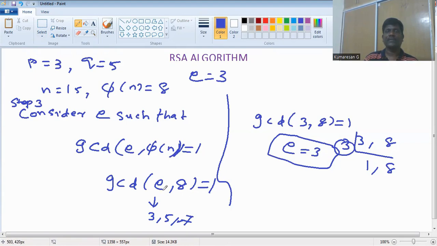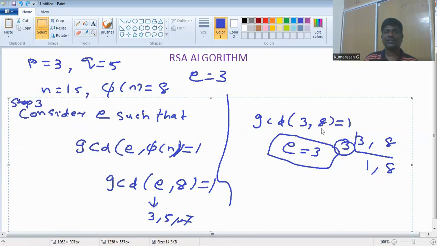Whenever we choose a number for E, that number must be a prime number. So we are taking that prime number. Whenever we find the greatest common divisor, the result must be 1. If we are taking 3, the common divisor of 3 comma 8 is only 1, so the remaining is 3. There is no more possibility, so we will stop. So 3 is the public key. This is the way we can find out the public key.